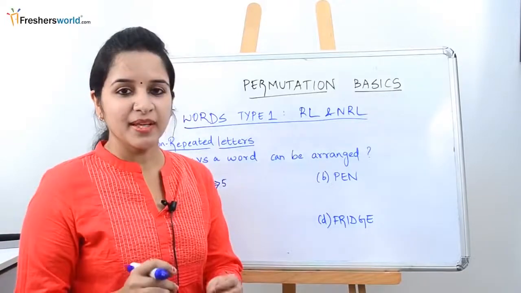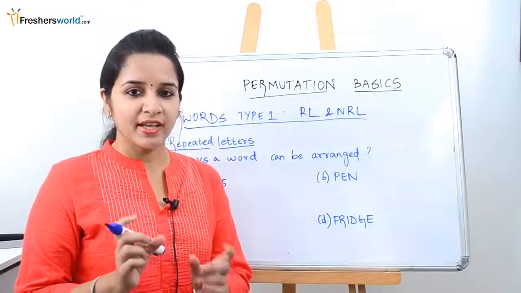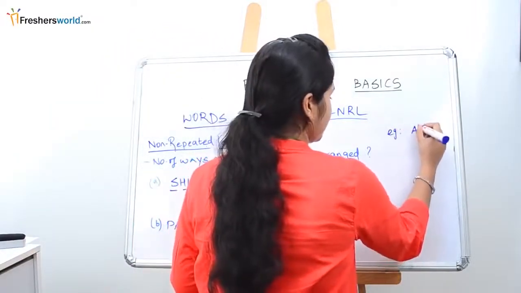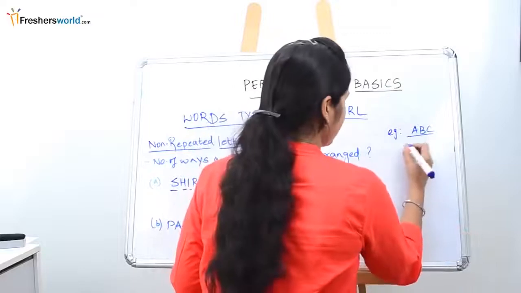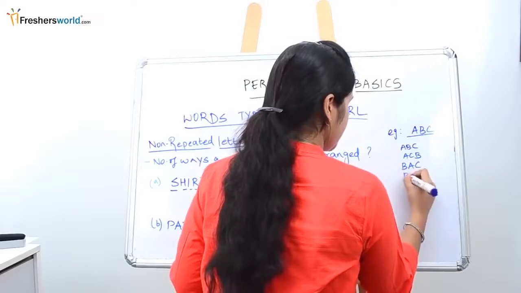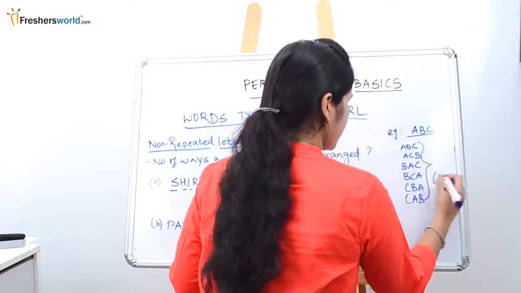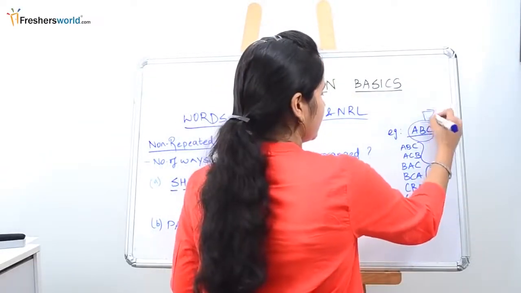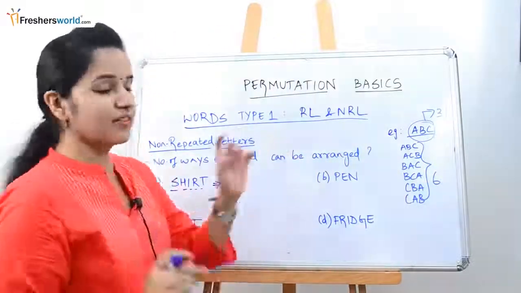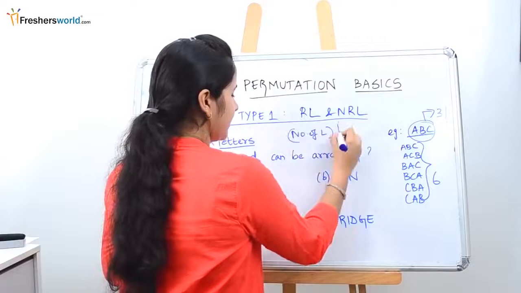If you have watched our basics video, in that we dealt with an example as ABC. The number of ways ABC can be arranged is 6 ways. Let me go through it again. Example, let's say ABC. How many ways can it be arranged? ABC, ACB, BAC, BCA, CBA, CAB, which is nothing but 6. What is 6? It is nothing but 3 factorial ways a word can be arranged. So, when you ask how many ways a word can be arranged, it is nothing but the number of letters in the word and then the factorial.